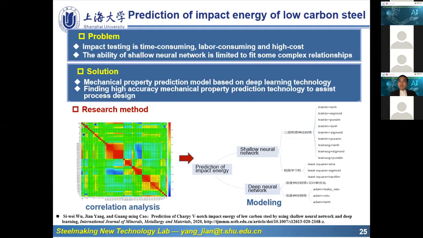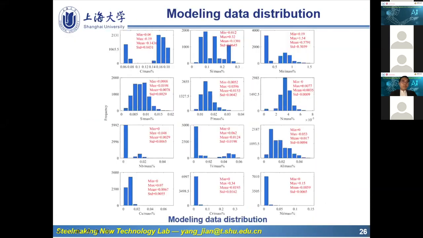And this time, we developed 16 models, and they are divided into 2 groups. One is the shallow neural network, and the second group is the deep neural network. And here is the modeling data distribution, about the carbon content, the silicon, the manganese, sulfur, phosphorus and so on.